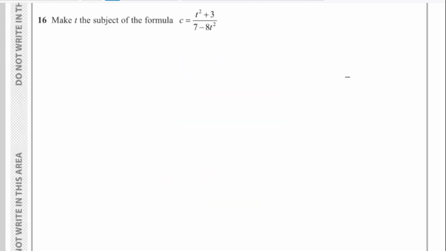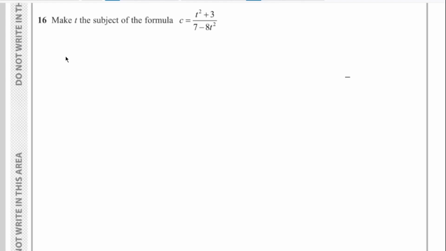Question 16. Make t the subject of the formula. When subjecting a letter, your goal has to be to collect all the t's to one side. In this case, t is split in two places, where it is in the numerator as well as the denominator. So you have to bring that denominator t to the numerator. That's the very first thing. Before doing anything else, rewrite the sum. Don't ruin the original sum. Let's rewrite the sum.